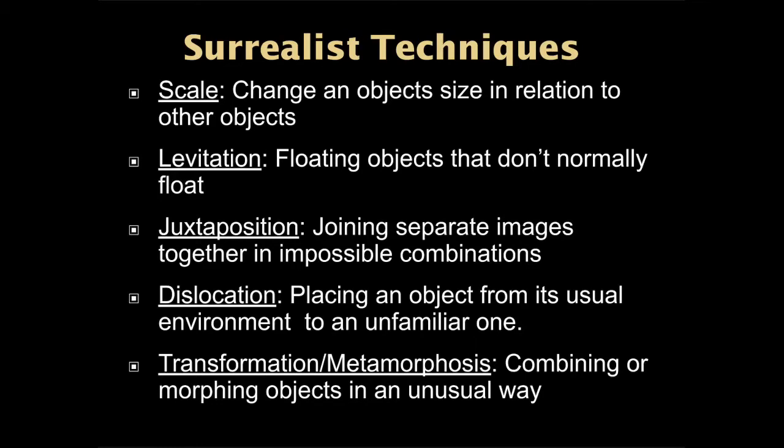Dislocation, placing an object from its usual environment to an unfamiliar one. So take that fish out of the water, put it in the desert. That's dislocation. Transformation and metamorphosis is combining or morphing objects together in an unusual way.